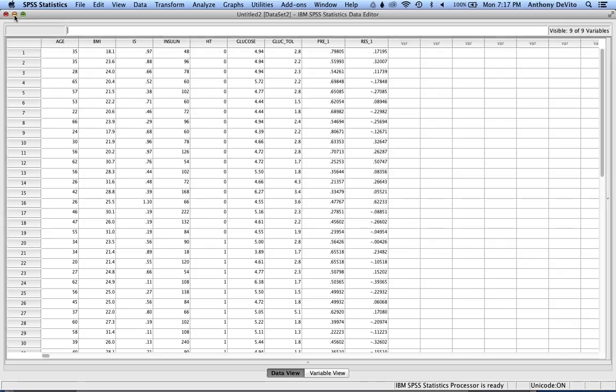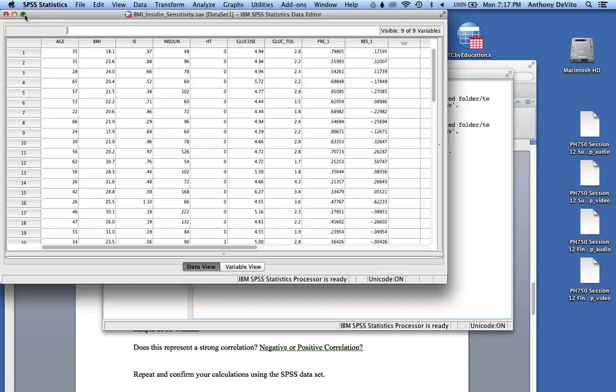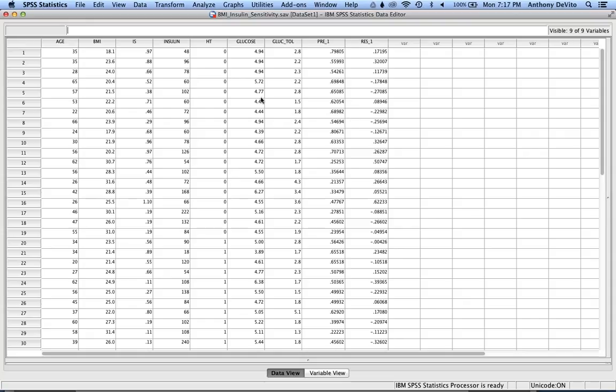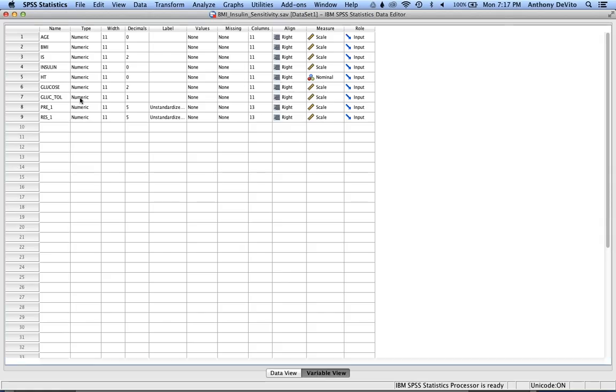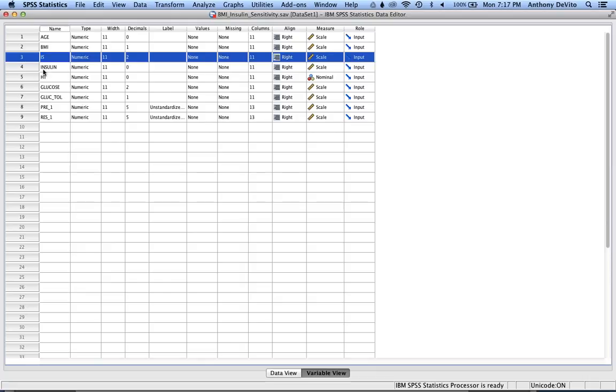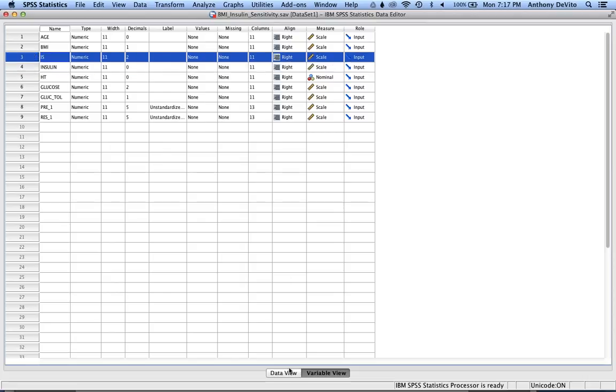Okay, so let's take a look at the file that we were talking about, if I can find it here eventually. Here we go. BMI and insulin sensitivity. I believe insulin sensitivity is not insulin, it's one of these others. See if I can tell. What's that? Yeah, IS, glucose tolerance. I think IS is insulin sensitivity, not insulin level, but insulin sensitivity. Okay, so those are the two variables I'm going to be working with.